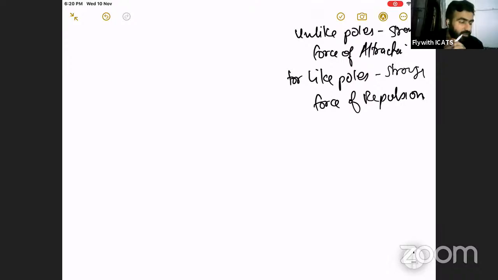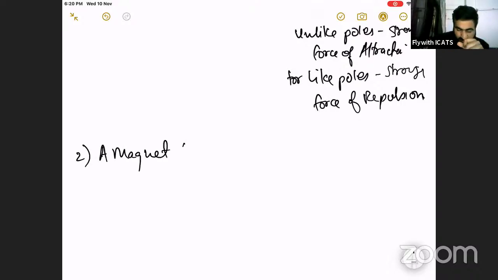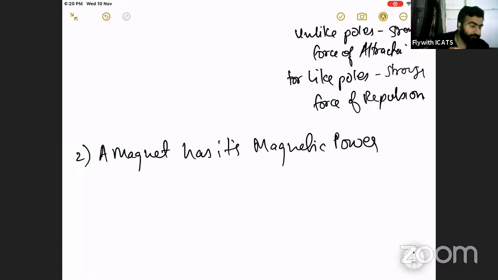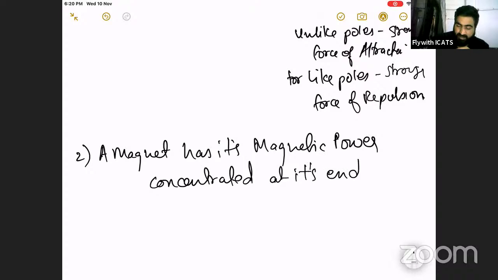Right. A magnet has its magnetic power concentrated at its ends. And these ends are called poles.